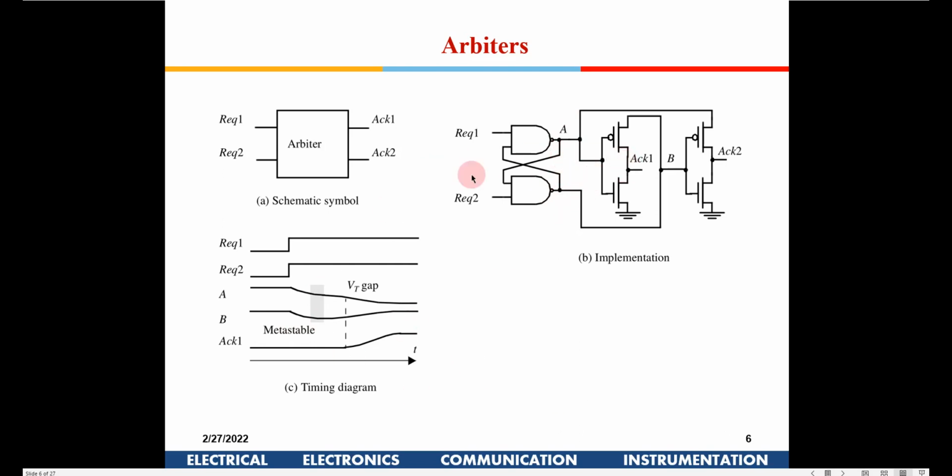Okay, so is this operation clear to all of you? It is just generating the first come first serve basis, and it will create the acknowledgement signal from the request inputs. Okay.